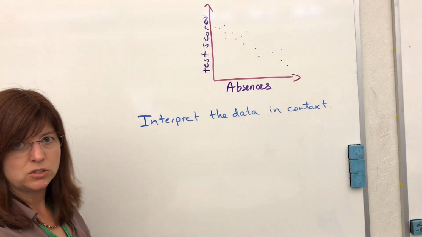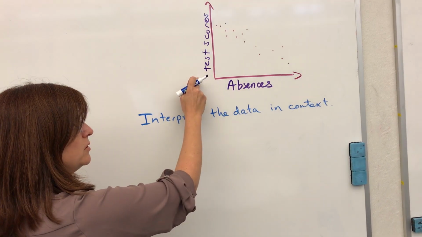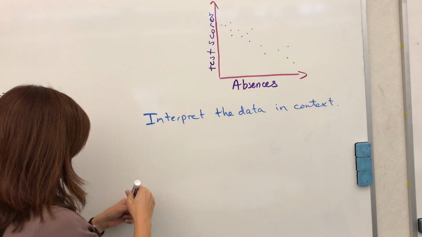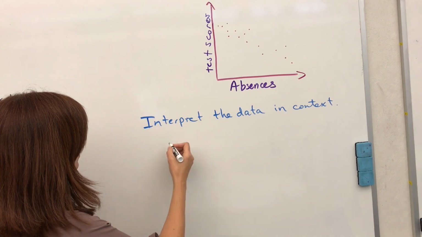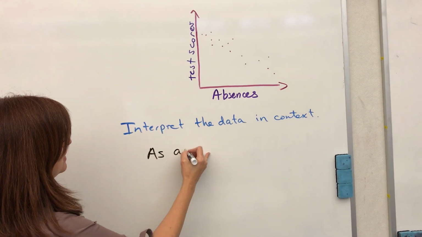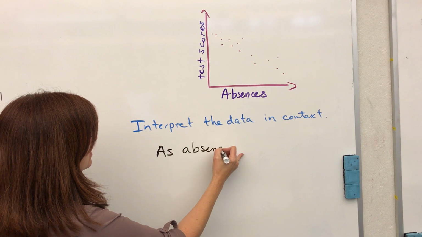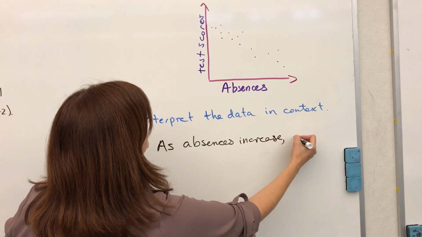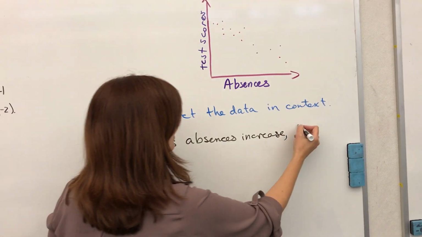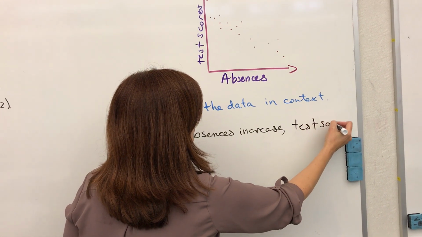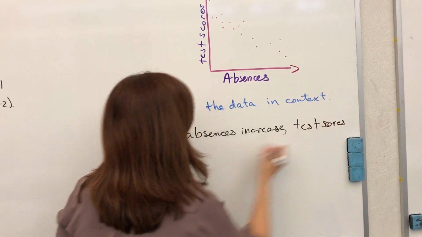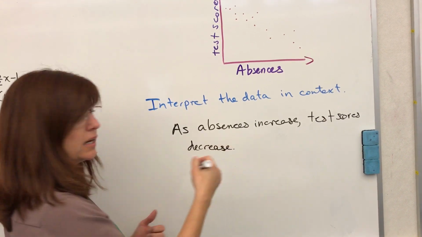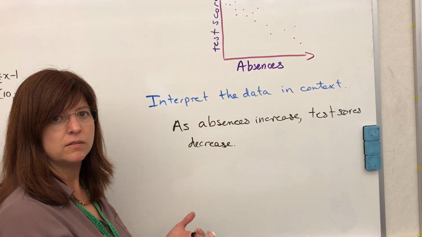So when I answer this question, I'll use these two variables, and then I'll say because this is a negative correlation. So the answer to this will be: as absences increase, test scores decrease. And then you can add another line saying this is a negative linear correlation.